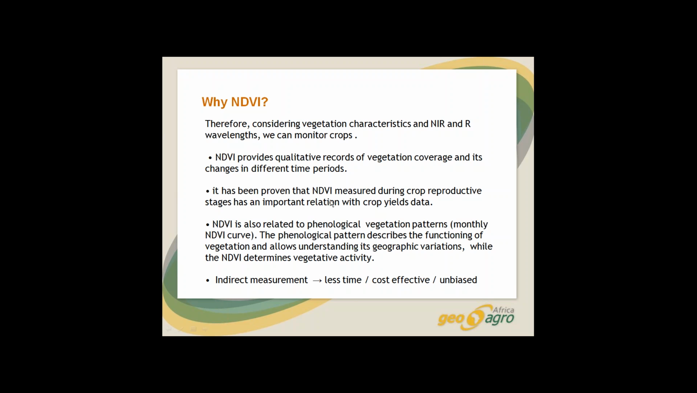It has an important relation with crop yields data at a certain point in the crop chronology. We'll see that's between 45, 60 days before harvest in certain crops such as corn, wheat, sunflower. It can provide record of vegetation coverage and changes during a different time period, and we'll see very practical application of that. It's related to phenological vegetation patterns, so we can draw a curve that more or less will repeat itself in different crop seasons for the same crop and variety in the same region.